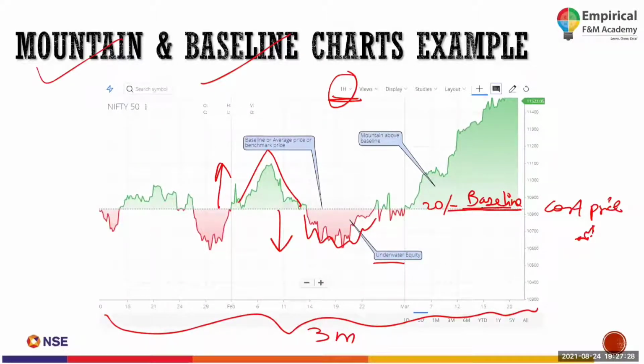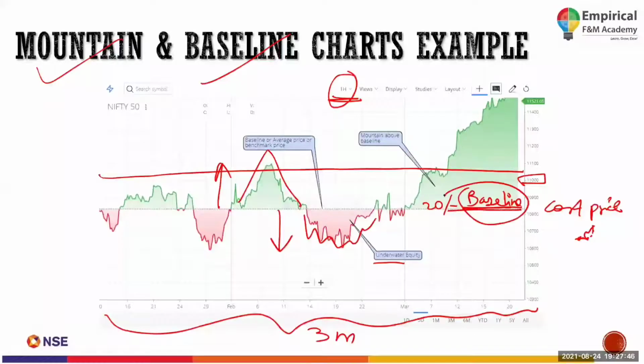This baseline can also be a benchmark. Suppose you think that 10,000 level of Nifty is a benchmark, or 11,000 Nifty is a benchmark. So you can put your baseline here, so that you'll know whenever Nifty goes above the benchmark or baseline, it will be green in color. This could also be the average price. Suppose you had bought a stock at different prices, so you can put the baseline as the average price. What you decide as the baseline is your call.